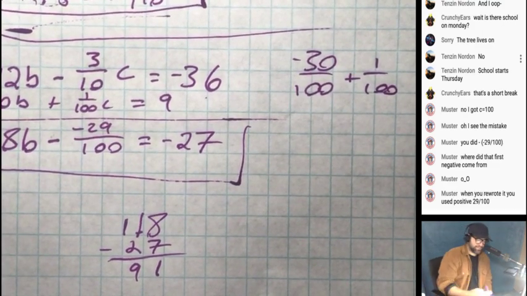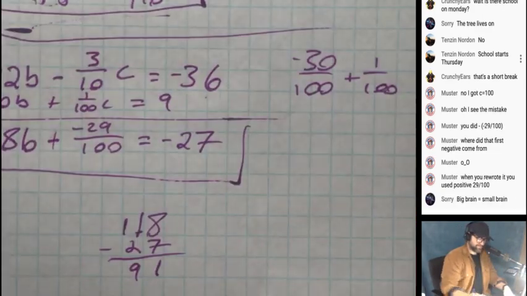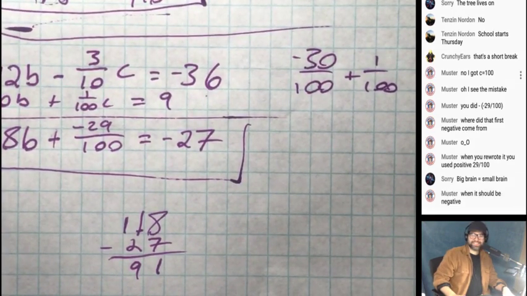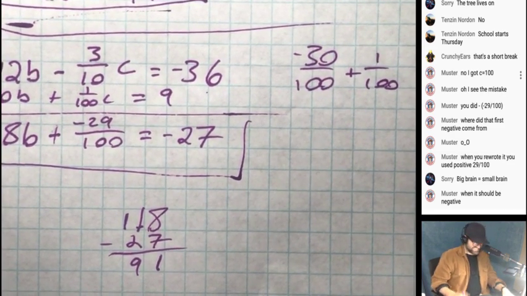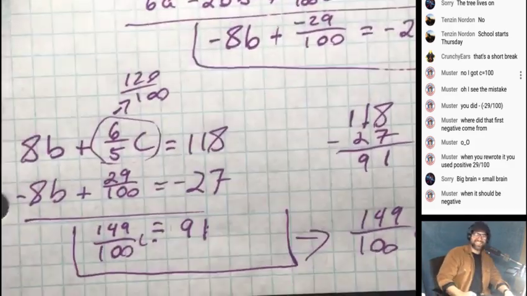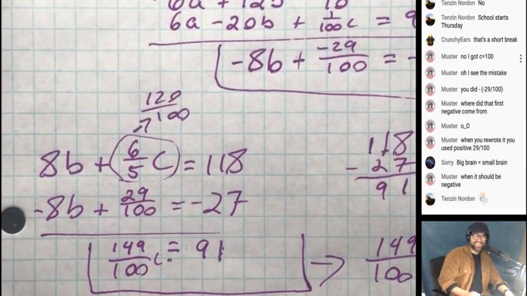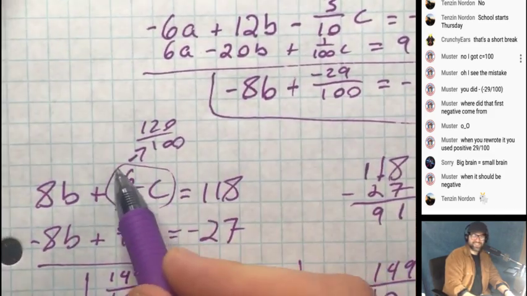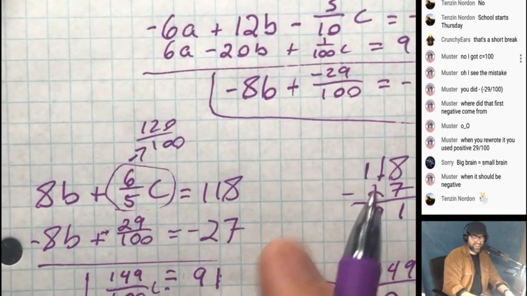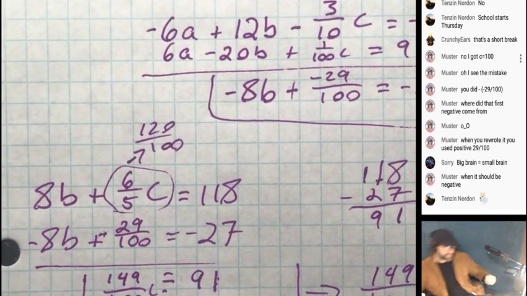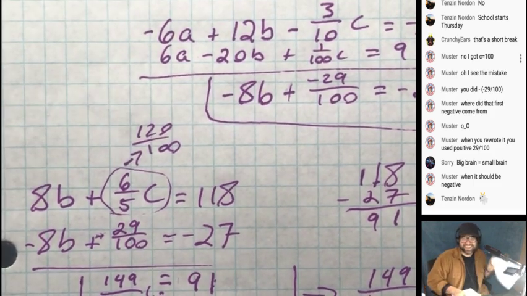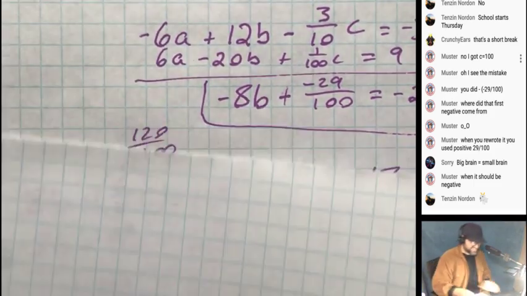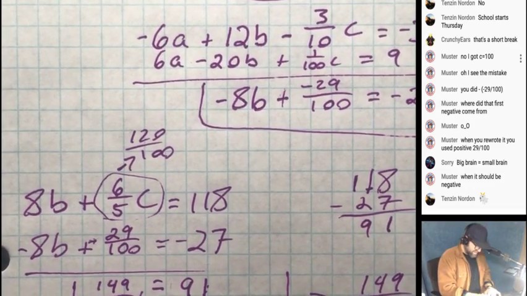Wow. Okay, so this would be positive, when it should be negative, right? Yes, Muster! Coming in so hot. So yeah, this would actually change. This negative 29 would be negative. All right, so let's make good on this. Muster's putting in work today.